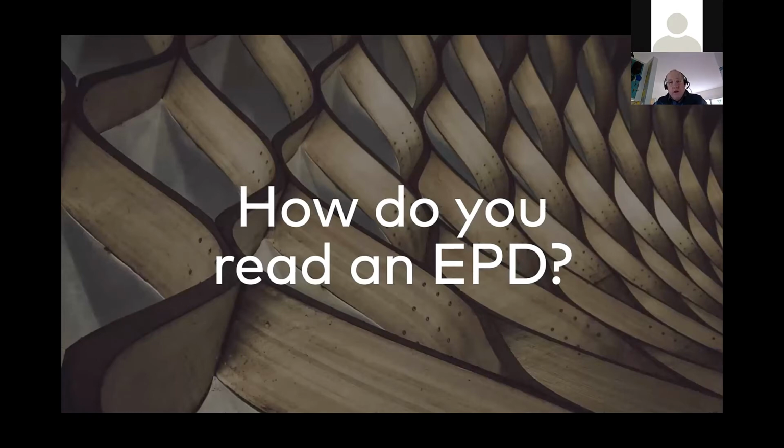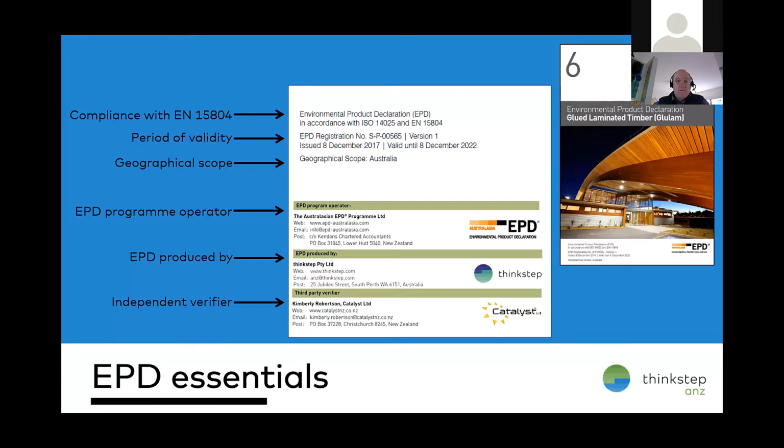So I just wanted to highlight a couple of points about how you read an EPD, just some simple things. It's important that when you're looking at the cover, we're looking at the compliance with EN 15804, very important in the construction and building product space that it's compliant with that. It's also compliant with this ISO standard, but it's very important that they comply with EN 15804. So any comparisons that you do, and these feed into whole of building life cycle assessments for assessing the impact of a whole building.